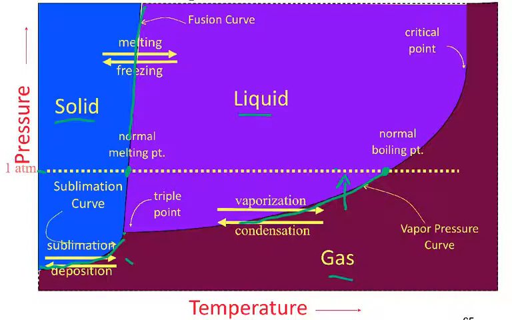And let me just switch my color. Right here is the triple point. That is where all three phases, solid, liquid, and gas, are in equilibrium with each other. And so all three phases will exist together, and that only happens at that specific combination of temperature and pressure.